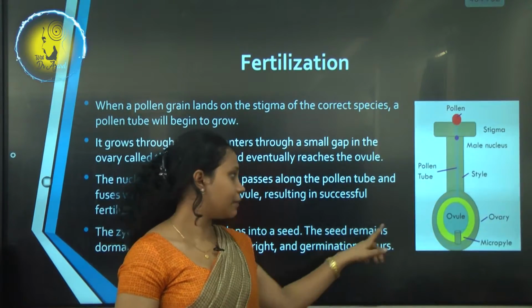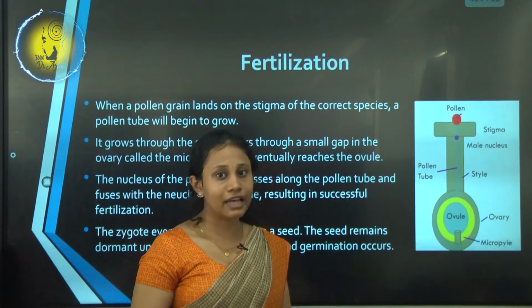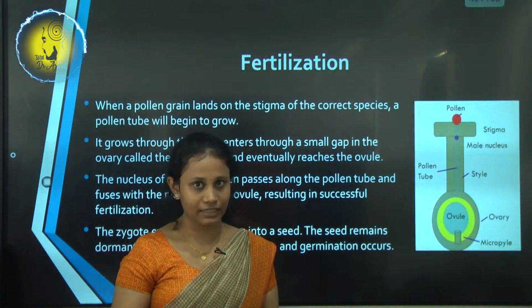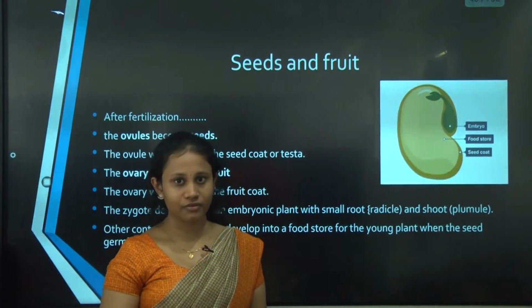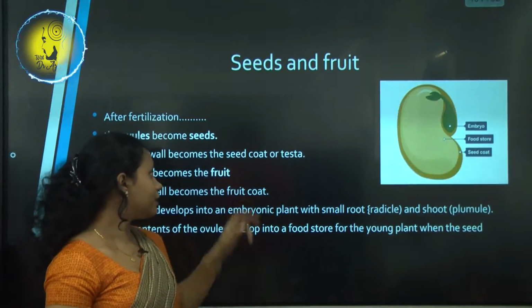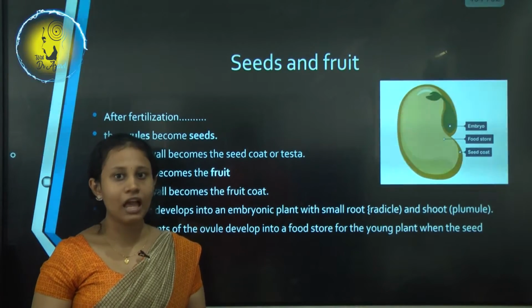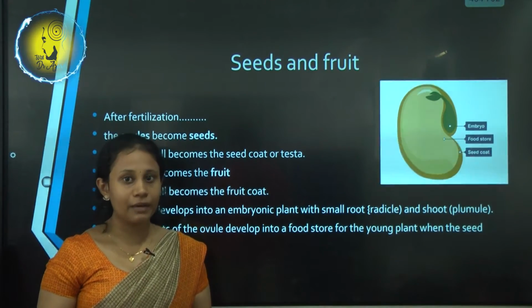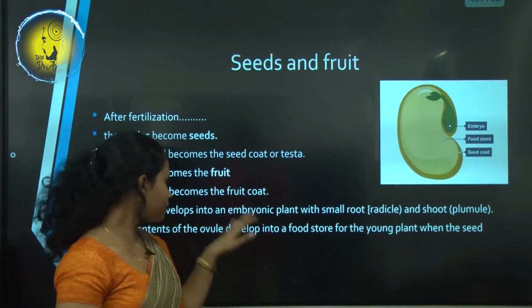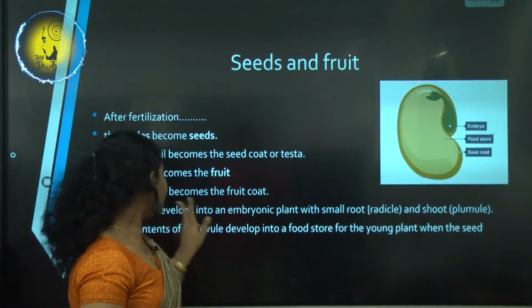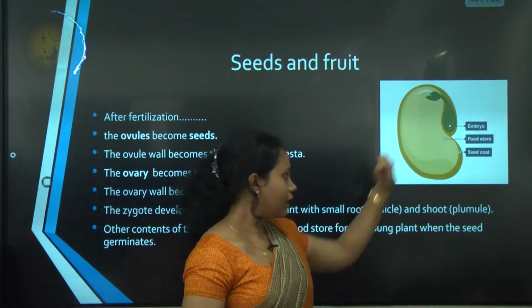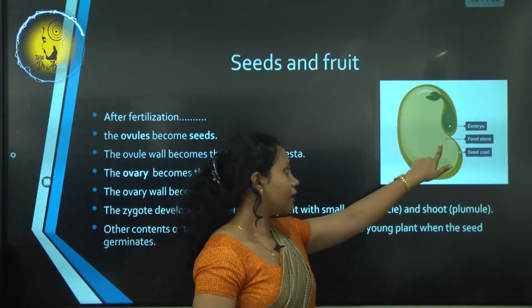After the fertilization, it produces the zygote, and the zygote will develop into the embryonic plant, which is inside the seed. So after the fertilization, the ovule will develop into the seed, and the ovule coat will develop into the seed coat or testa. And the ovary now develops into the fruit, and the ovary coat will develop into the fruit coat. And the zygote develops into the embryonic plant with the radicle and plumule. And the rest of the parts will become the food store.